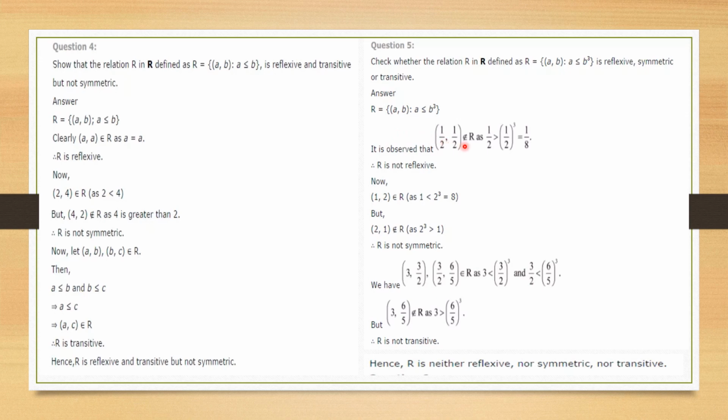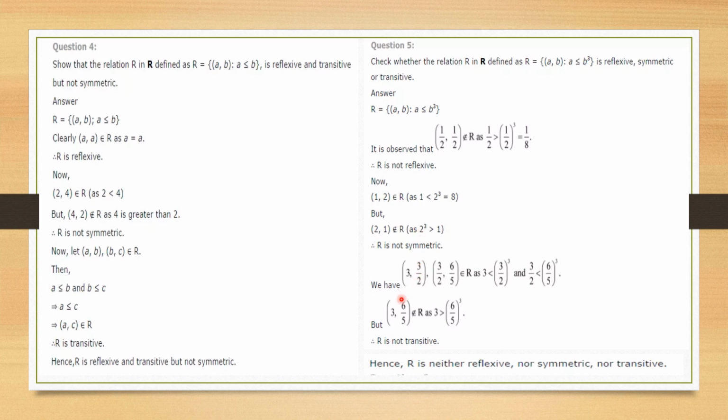So half does not belong to R. Same condition as half is greater than 1 by 2 cube, that is 1 by 8. So it is not reflexive. For symmetricity, say (1, 2) belongs to R as 1 is less than 2 cube, but (2, 1) does not belong to R because 2 cube is greater than 1. So it is not symmetric.